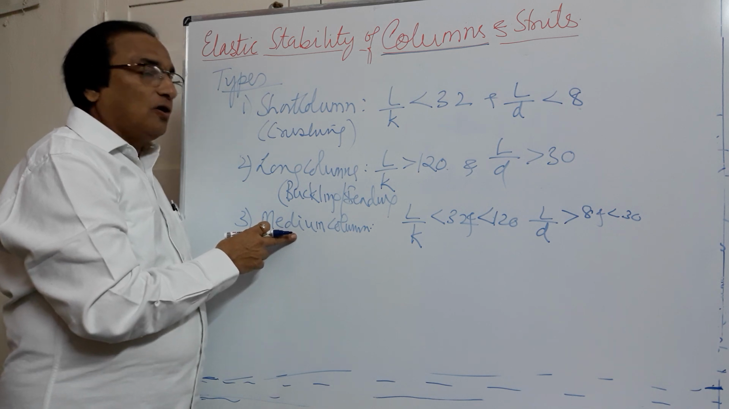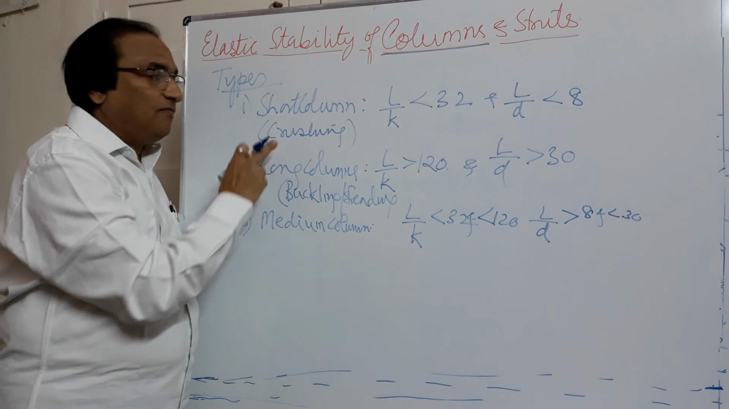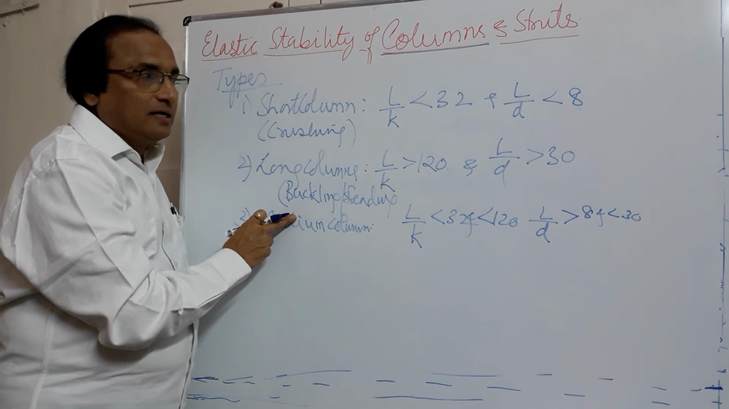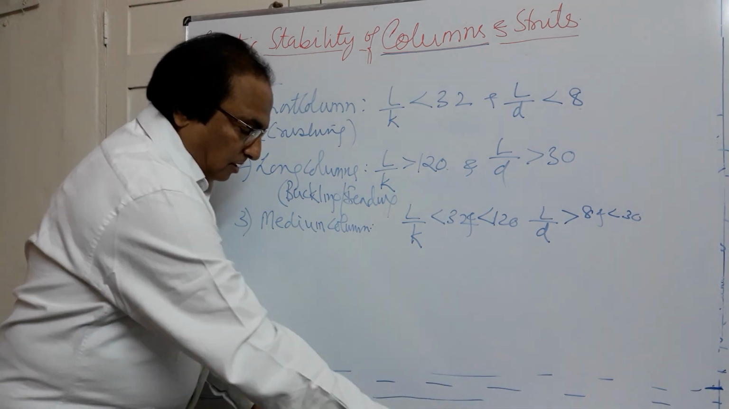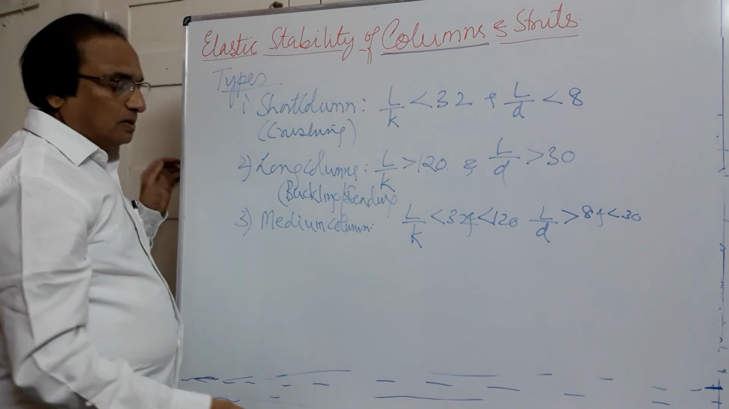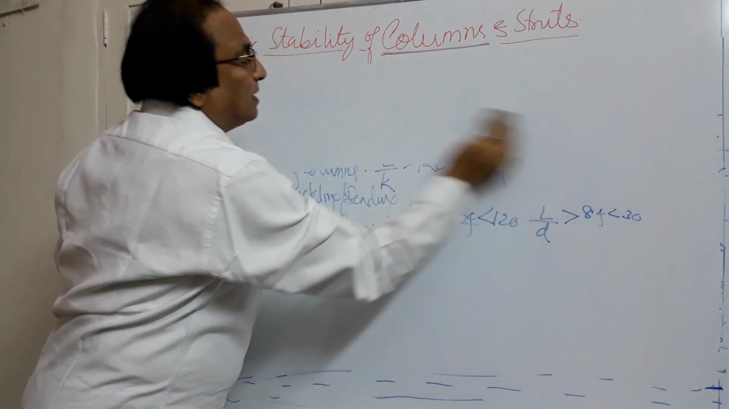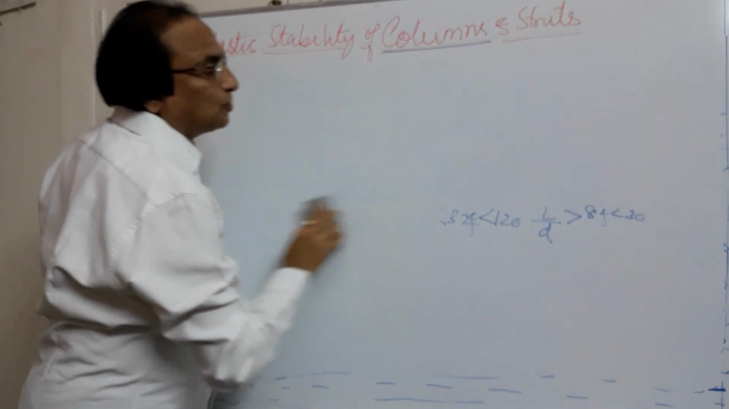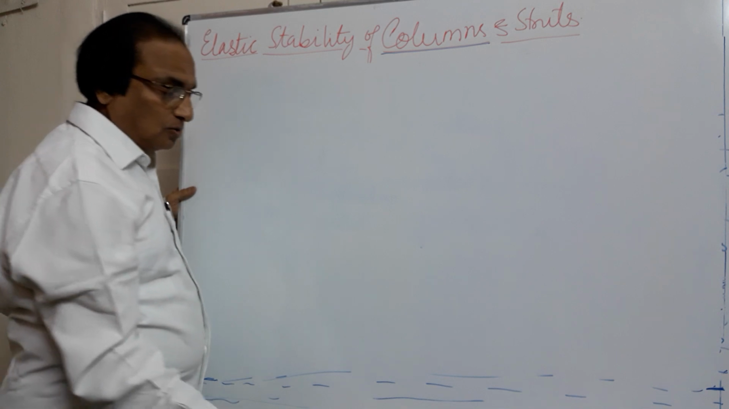So in practice, we come across medium type of columns. Medium type of columns will be failing due to the combined effect of crushing as well as bending. So these are the three categories of columns that we will be coming across. Now there is some theory put forward to analyze the column, to decide the long column, short column, and to know how much load the columns are going to take.